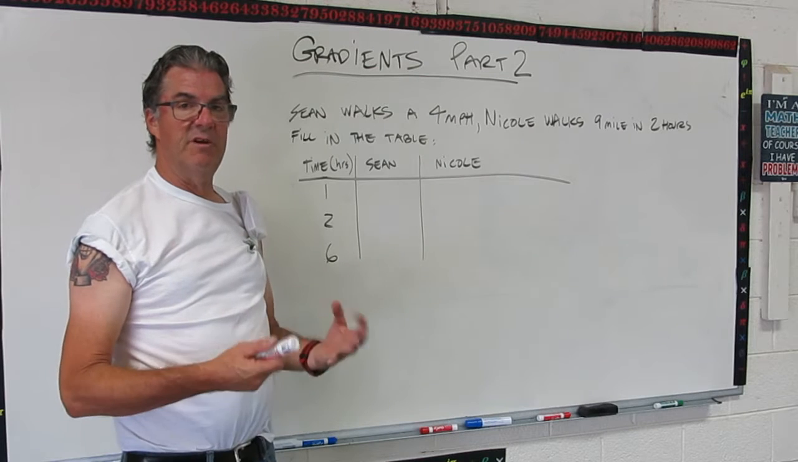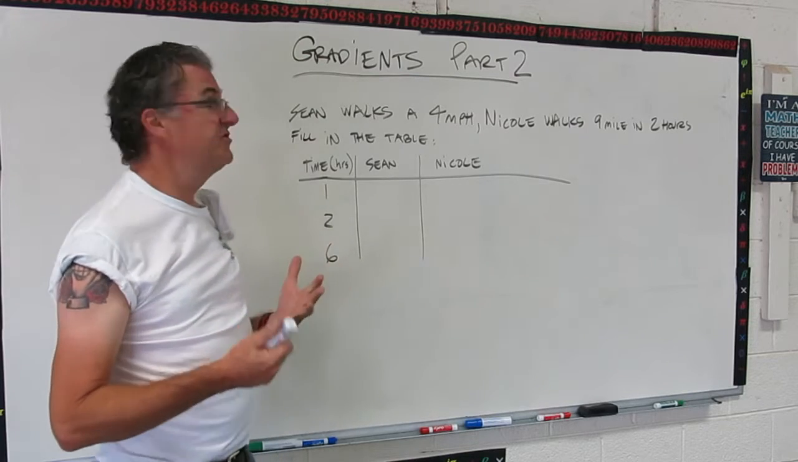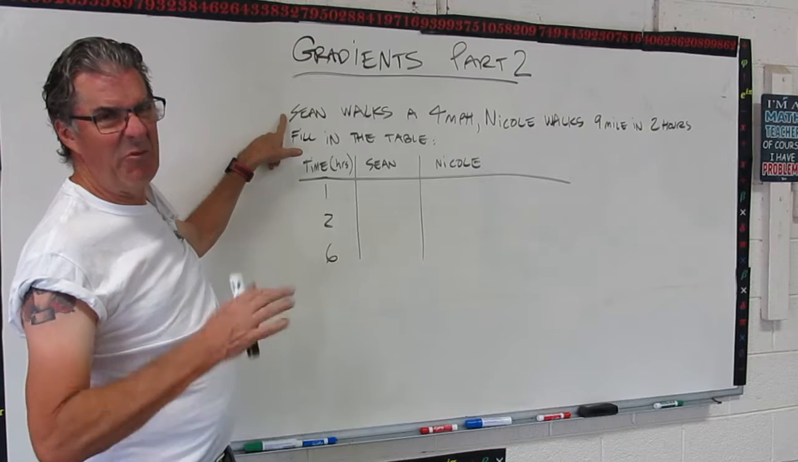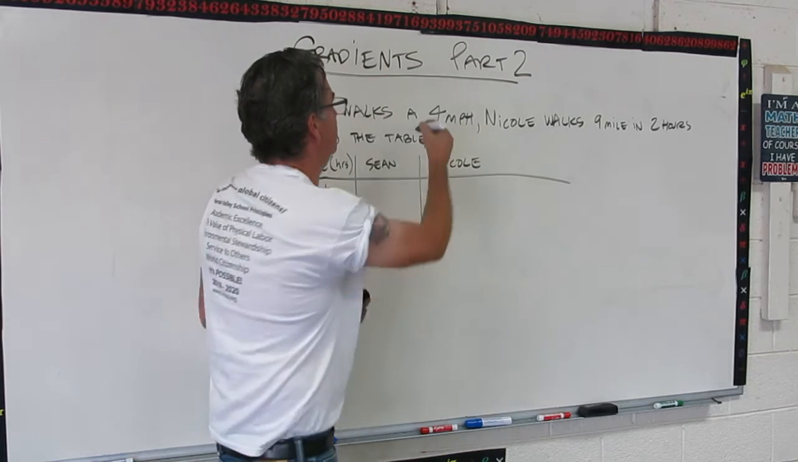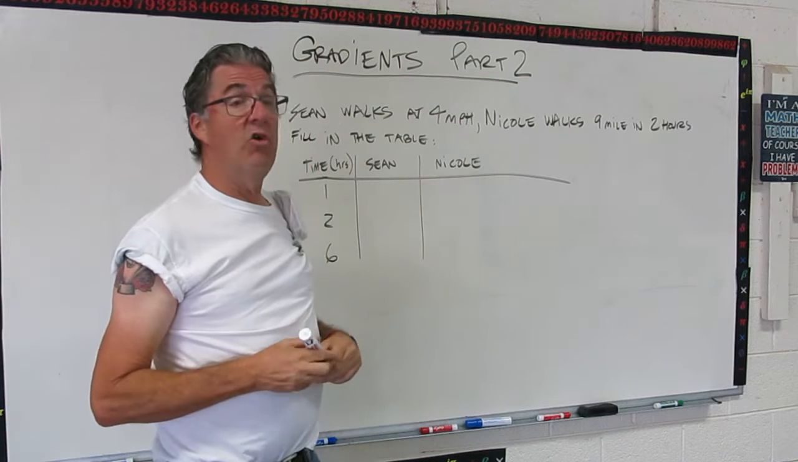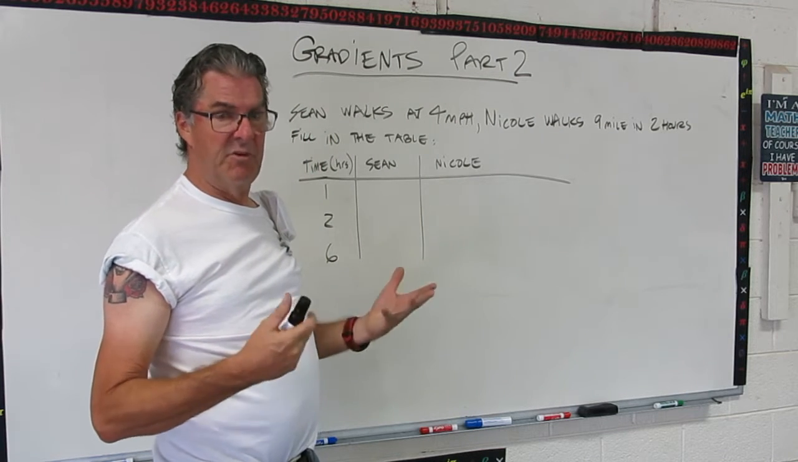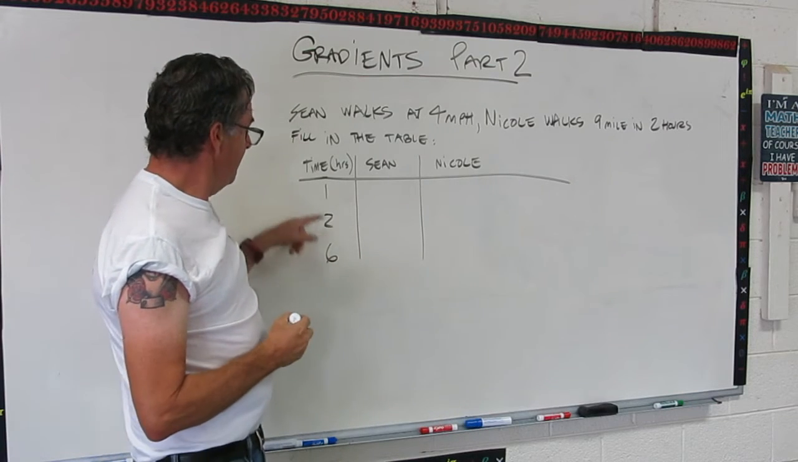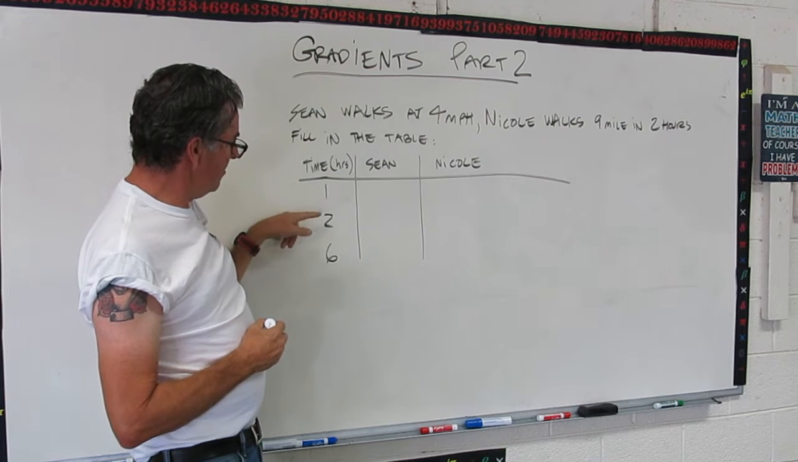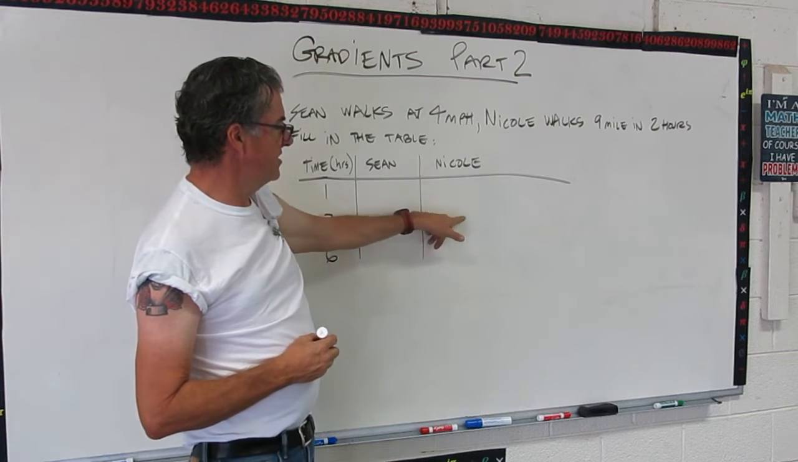Okay, let's do a couple of rate problems that will get us to equations and some graphs. So here's our situation. We've got 2 people, and they walk at different speeds. Sean walks at 4 miles an hour, and Nicole walks 9 miles in 2 hours. Okay? So those are both rates. They're expressed a little differently, but they are both rates. So fill in this table. Here's time, 1 hour, 2 hours, 6 hours. And this would be the distance that Sean walks and the distance that Nicole walks.